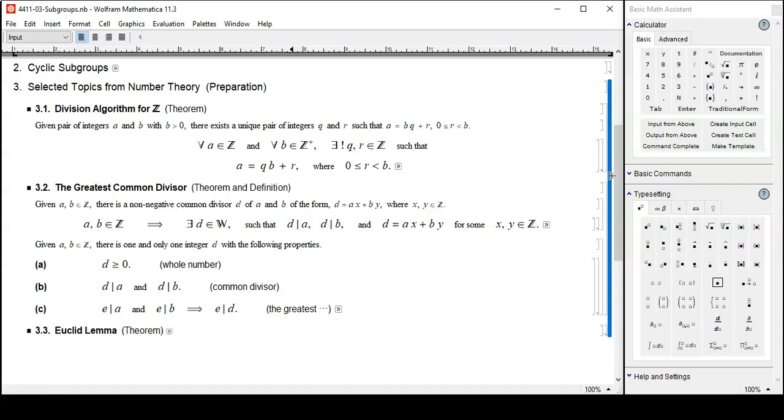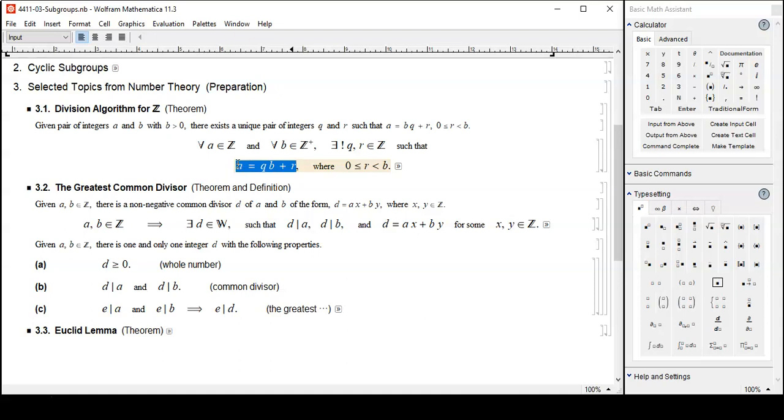The division algorithm goes like this. Given a pair of integers a and b where the divisor b is strictly greater than 0, we can find a unique pair of integers q and r so that a is qb plus r, where r is greater than or equal to 0, but strictly less than b. So the quotient and remainder exist and they're unique.